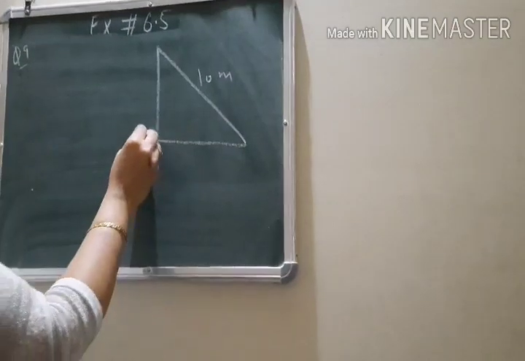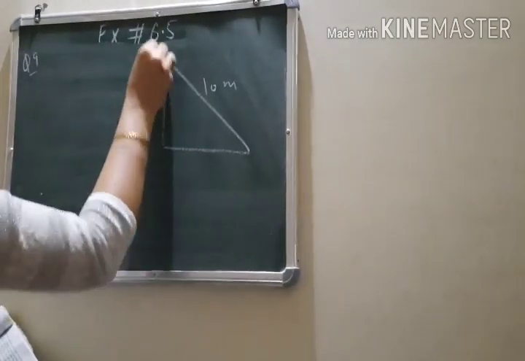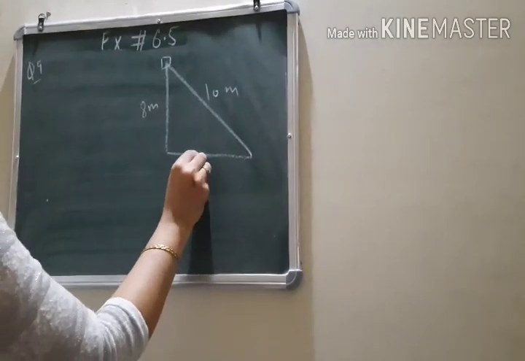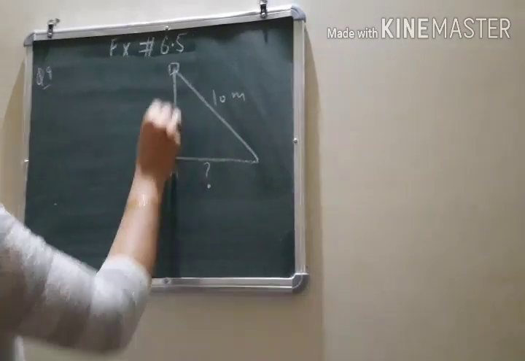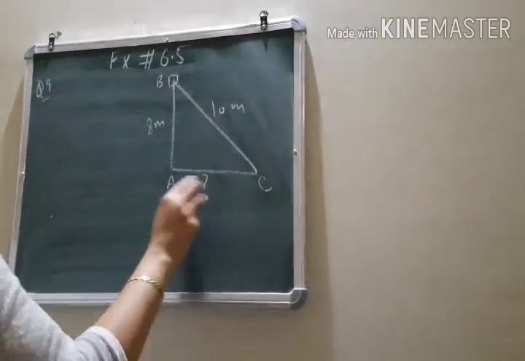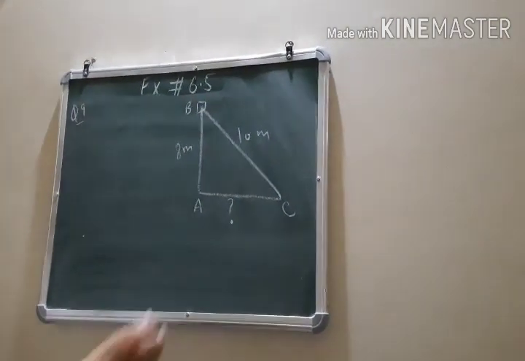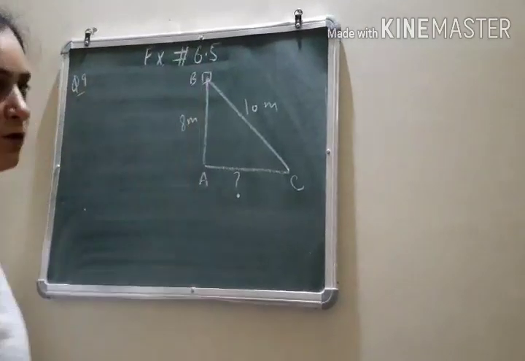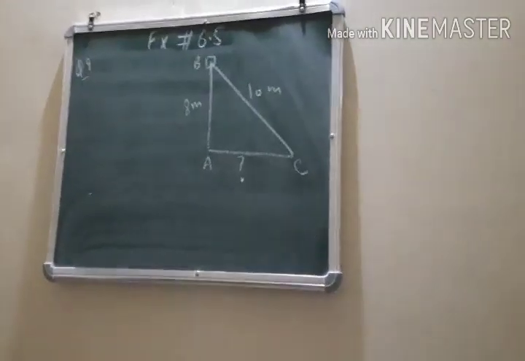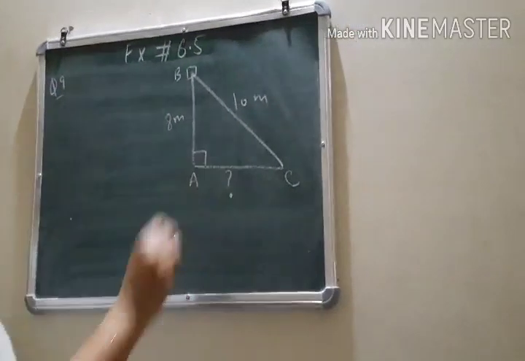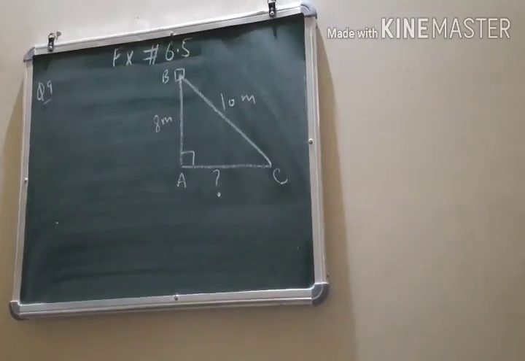Reaches a window 8 meters above the ground. So the window is here, 8 meters above the ground. You have to find the distance of the foot of the ladder from the base of the wall. So this length you have to find. Simply, apply Pythagoras theorem in it, because we know that a wall will always stand at an angle of 90 degrees with the ground. So you will apply Pythagoras theorem and find this AC. Right? Question number 10.